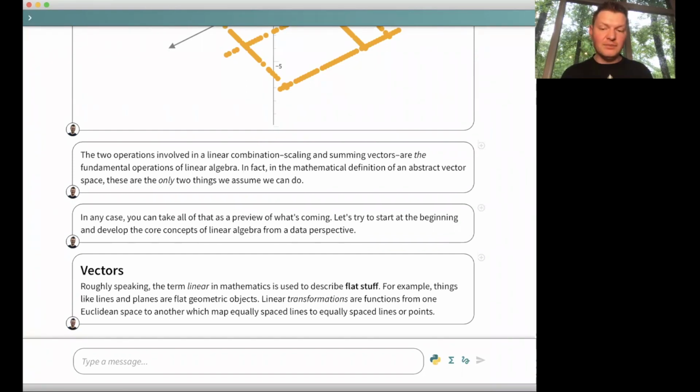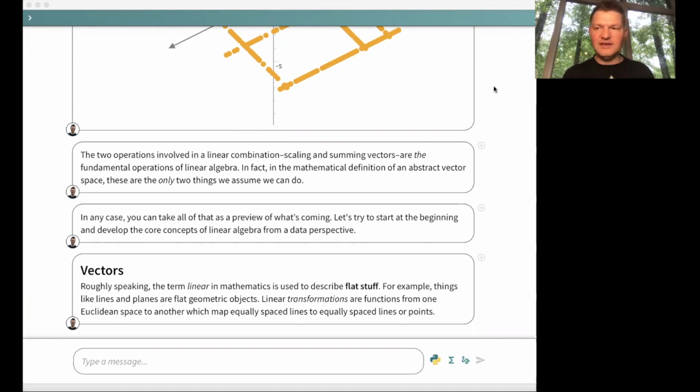To quote a different example, linear transformations are functions from one space to another. I'll say this word pretty often, Euclidean space. I just mean R1, the number line, R2, the plane, R3, 3D space, or R4, R5, and so on, just one of those spaces. So a linear transformation is a function from one Euclidean space to another, which maps equally spaced lines to equally spaced lines or perhaps points. So linear transformations are also flat. They're flat maps instead of flat geometric objects. But generally speaking, with linear, you should think of some sort of picture of flatness.